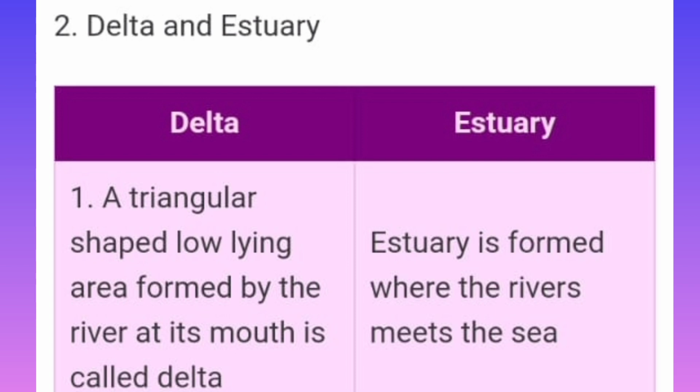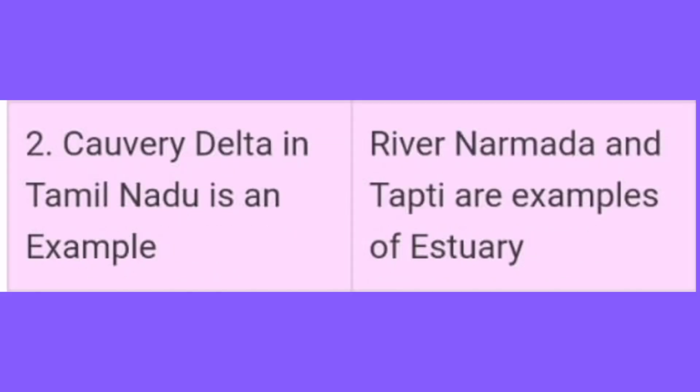Second one, delta and estuary. Delta: first point, a triangular shaped low lying area formed by the river at its mouth is called a delta. An estuary is formed where the river meets the sea. Second point, the Kaveri Delta in Tamil Nadu is an example. The rivers Narmada and Tapti are examples for estuary.